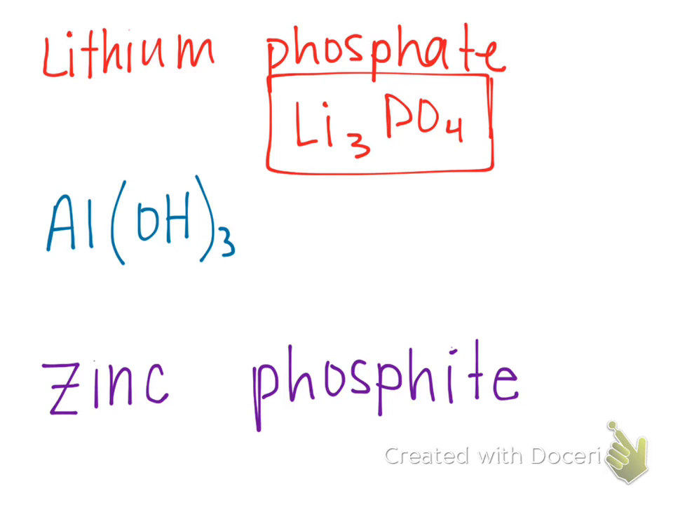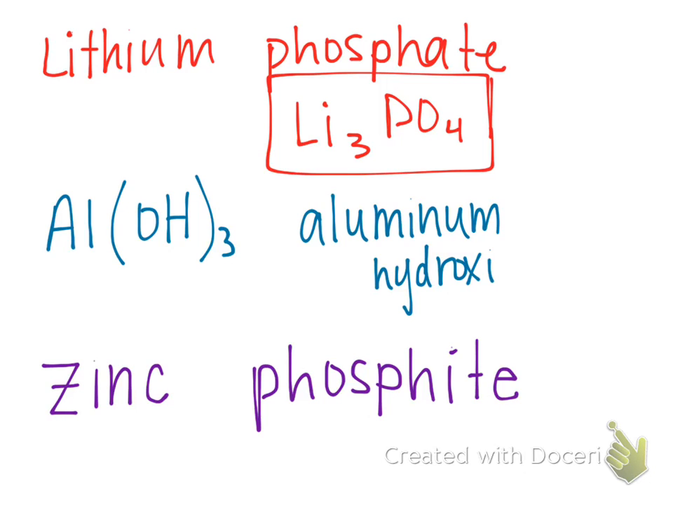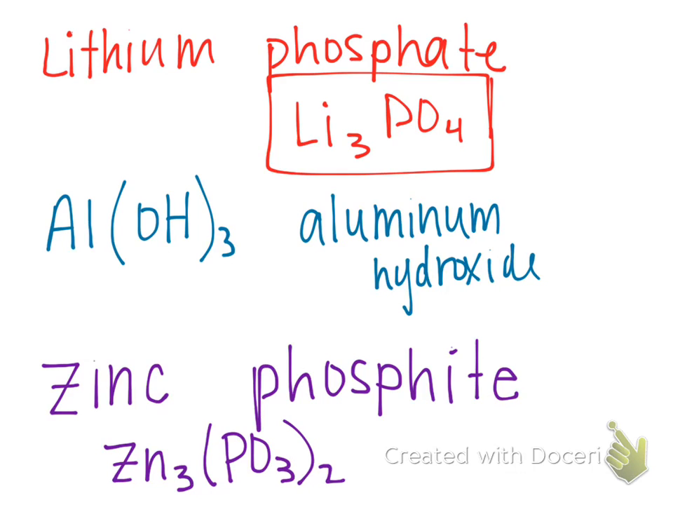Okay? Second one, what's the written words for Al, parentheses, OH, parentheses, 3? What is it? Yeah, Jake. Aluminum hydroxide. Perfect. Do we need a Roman numeral there? No, right? Because aluminum can only be a plus 3. Okay. Last one. Zinc phosphide. Hannah, what'd you have? Zn3, then in parentheses, PO3, then outside of parentheses is a 2. Perfect. Zn3, PO3, 2. Okay, are you feeling pretty good? Okay.